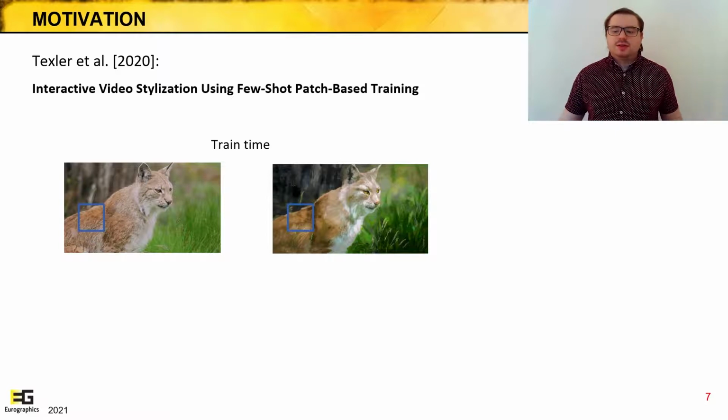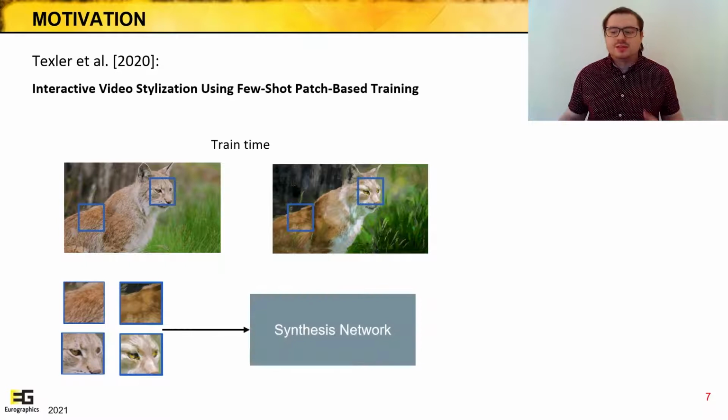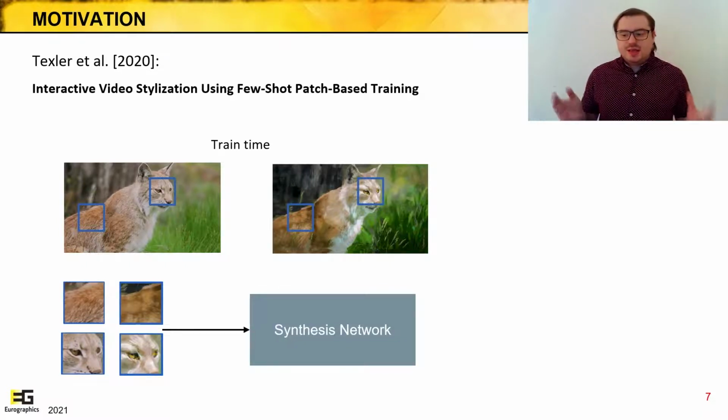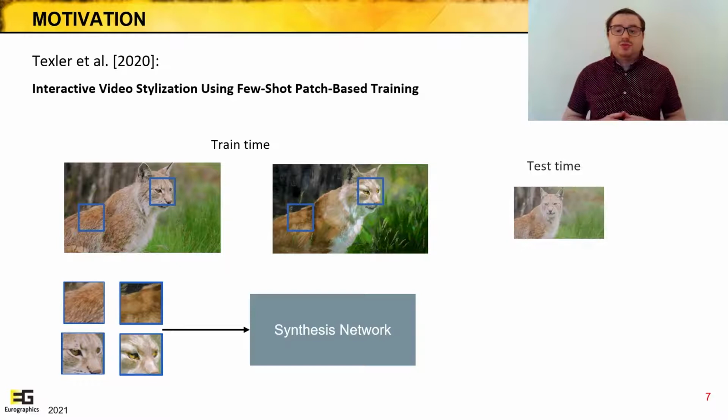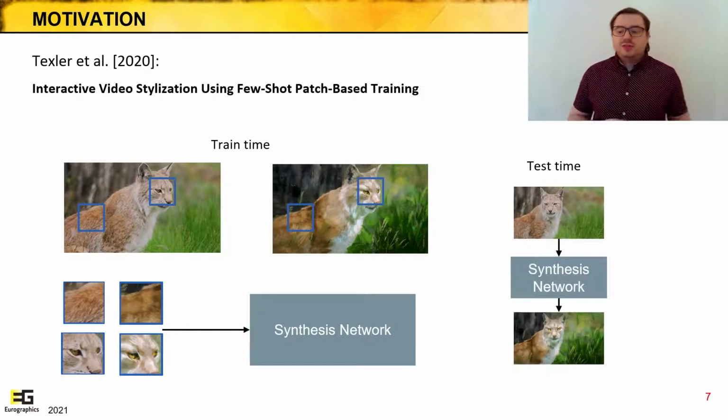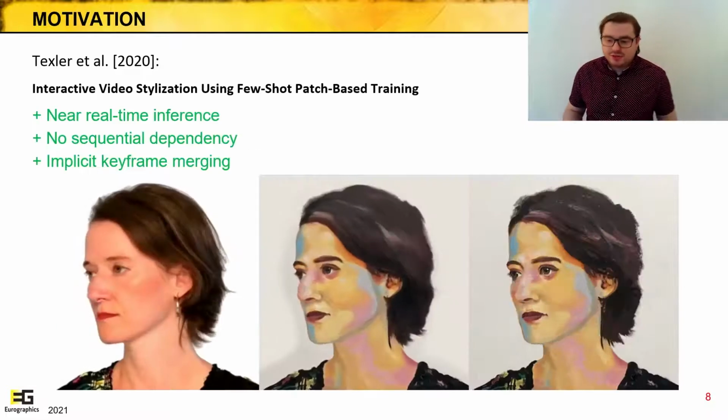And so, Texler et al. attempt to sidestep this issue by limiting the scope of what the network can see during training, by feeding it small batches of image patches cut out from the training example. Because their architecture is fully convolutional, at test time they can produce full images in a single feed-forward pass. This produces interesting results and has many advantages.